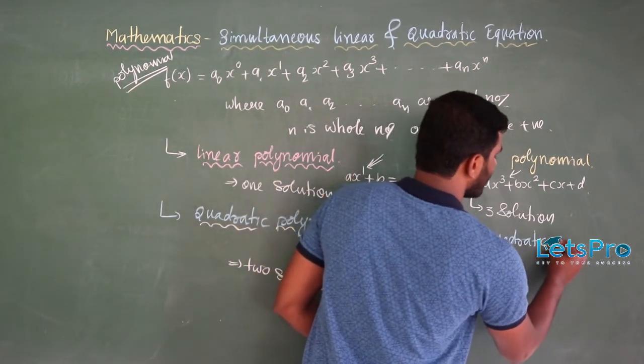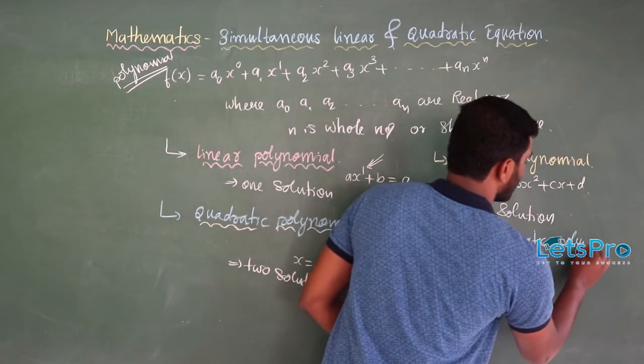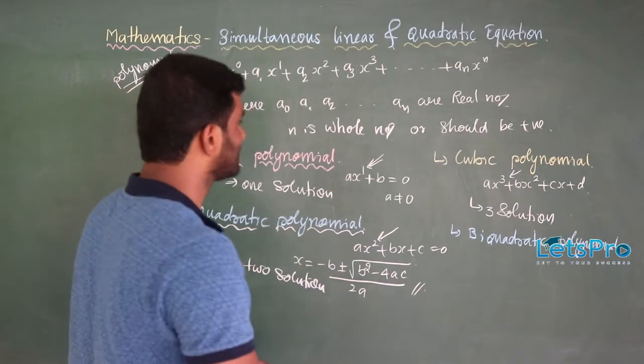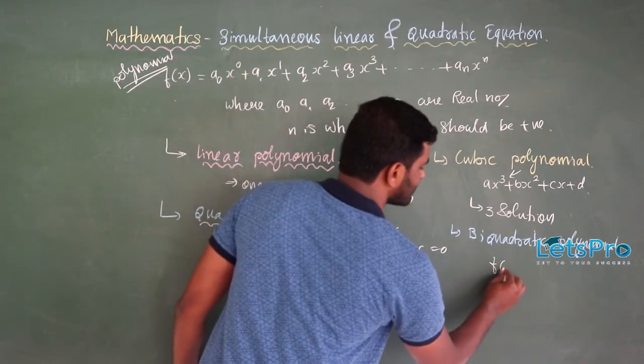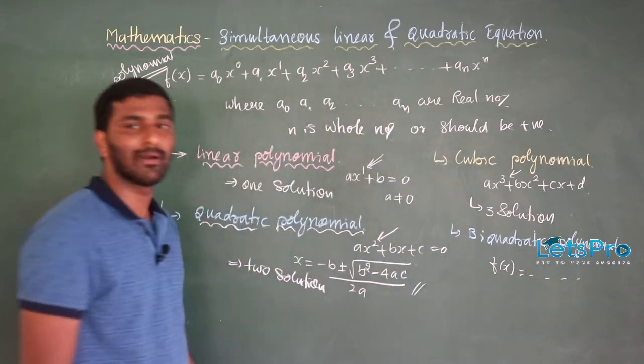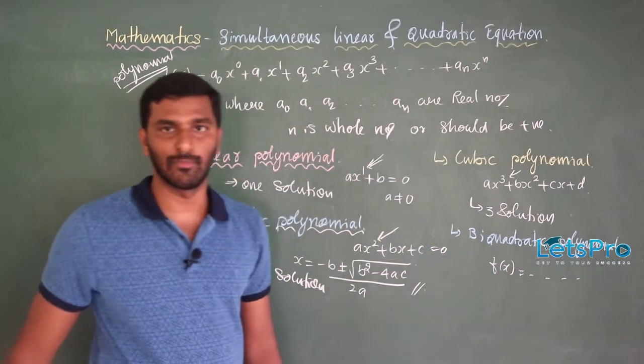Biquadratic polynomial. A biquadratic polynomial is nothing but a polynomial of degree more than 3. For example, f of x is equal to the same example we have to write here. So this is what a biquadratic polynomial.